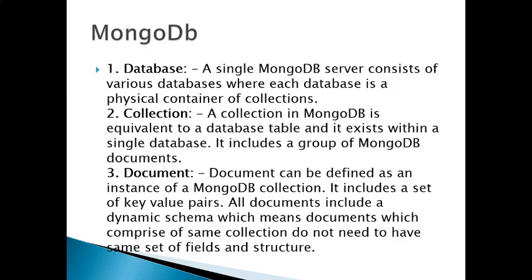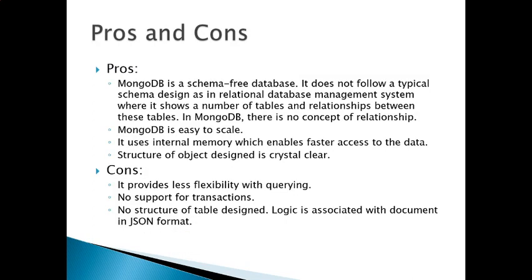So a collection is a virtual container which contains different types of documents, and it can also contain different types of file documents. So this is one of the properties. What are the good things in MongoDB and what are the bad things in MongoDB?